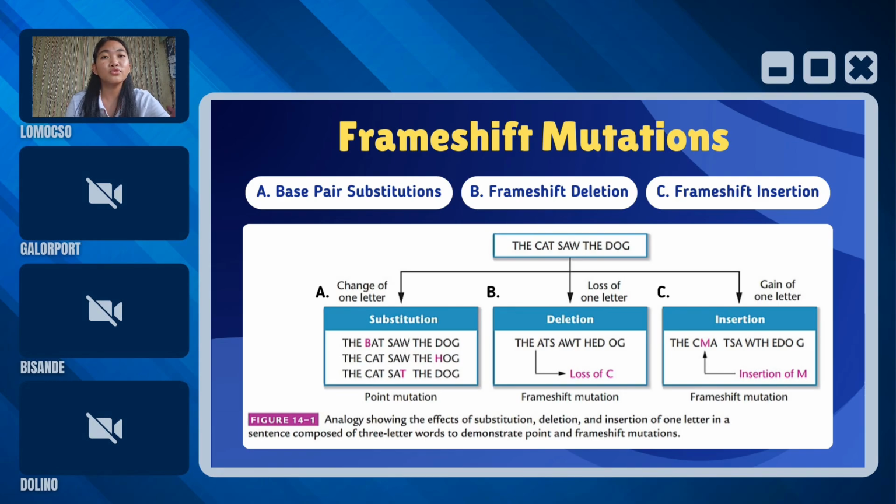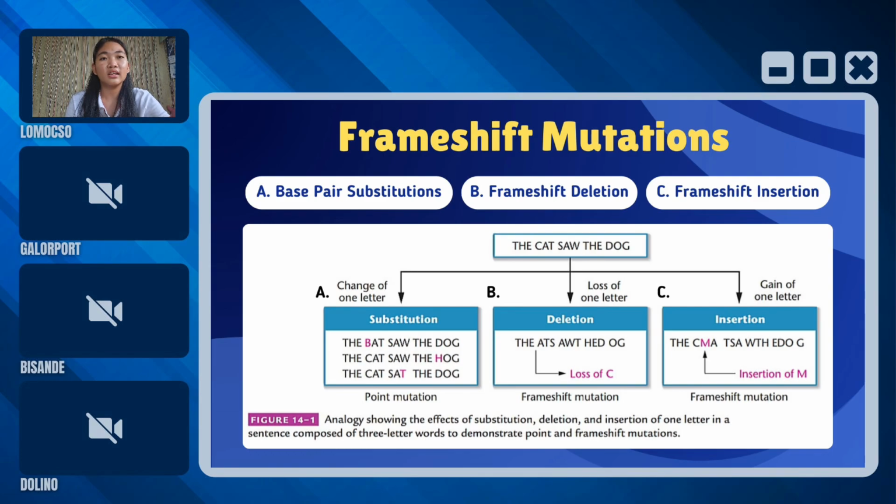So with this substitution, it became the bat saw the dog, which is a change of C from cat to B, making it bat. For the cat saw the hog, the D, which is dog, was changed to H, making it hog. And the cat sat the dog, a change of W from saw to T, making it sat.